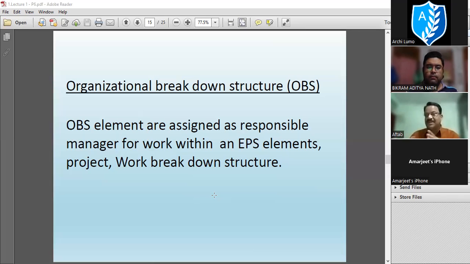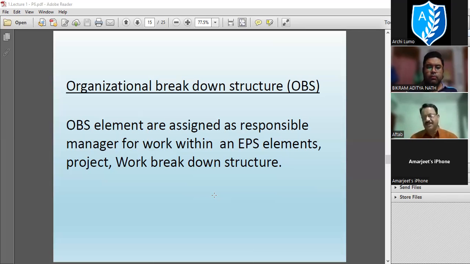The mason or labor or helper, they are not coming under OBS because they are not managing the project, they are directly doing the project. So those guys who are coming under management, whether at the lowest level or the highest level, all these managers are included in the OBS category, or organizational breakdown structure category. Simply. So we could understand EPS, we could understand OBS.